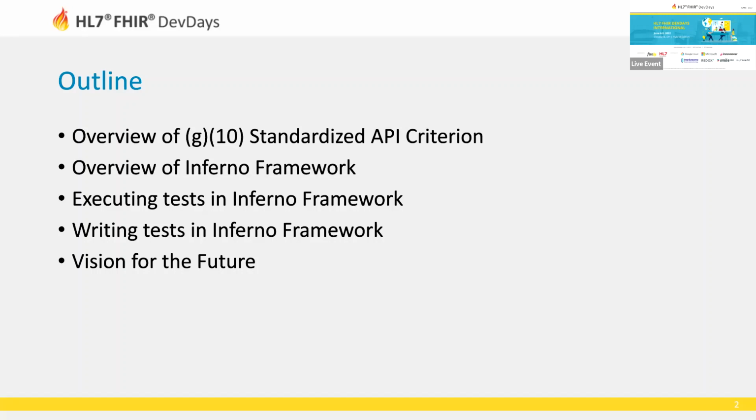So here is an outline of this talk. I want to spend as little time as possible on these slides because we're going to do some live demoing. I'm going to start with a quick overview of the standardized API criterion in the ONC certification program. Then a couple of slides giving an overview of what the Inferno framework is, to level set on that. Then we're going to do a live demo of executing existing tests that are available right now in the Inferno framework, how to get to the UI and how to execute those tests. And then a live demo of writing some custom tests in Inferno. I'm going to walk through a couple of simple examples in this tutorial.